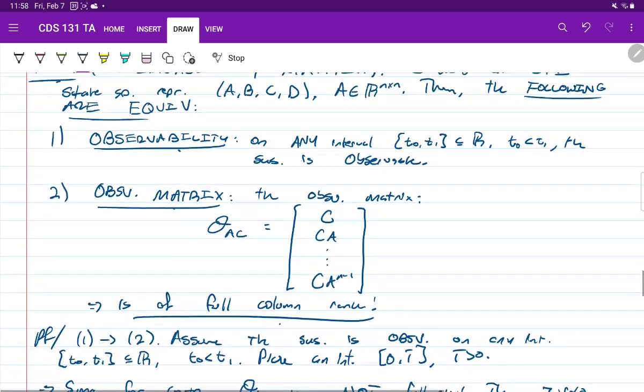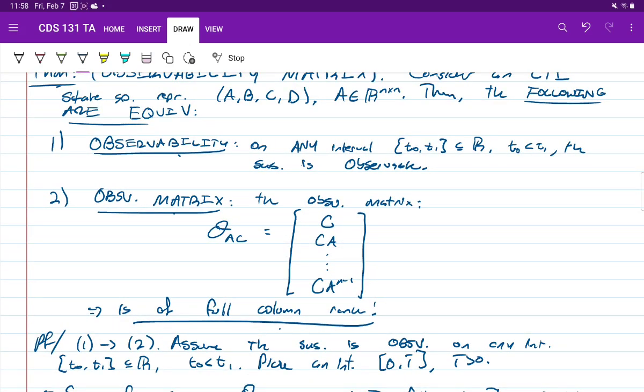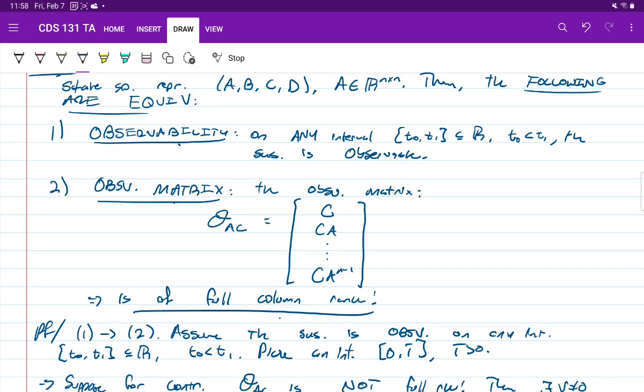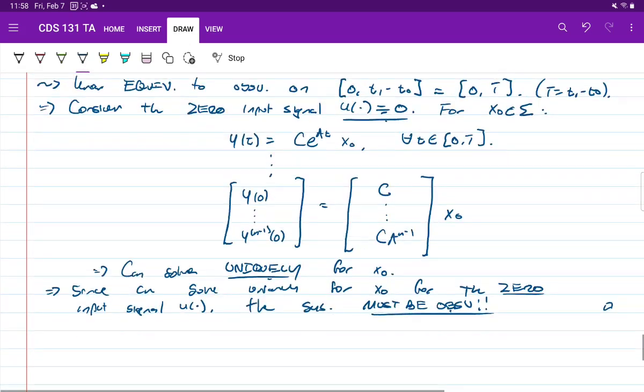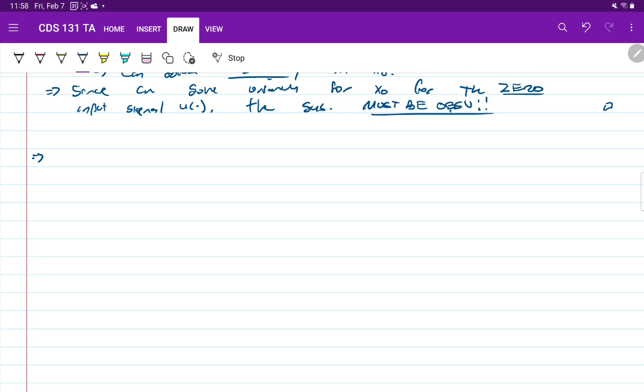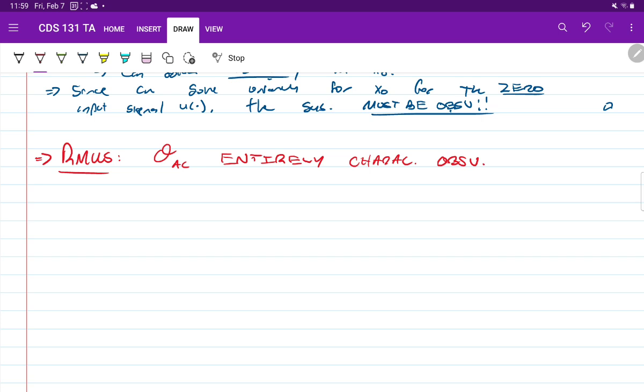Okay, so let's kind of summarize what we set up here. What we had said is that this observability matrix, right, C, CA, all the way down until CA to the n minus 1, gives us a complete characterization of observability on any interval that we want, okay? So, let me change color and then talk about some remarks. O(A,C) entirely characterizes observability, all right? And it tells us that on an arbitrarily small positive interval, we can work out uniquely where our initial condition was, and observability follows from that, okay?